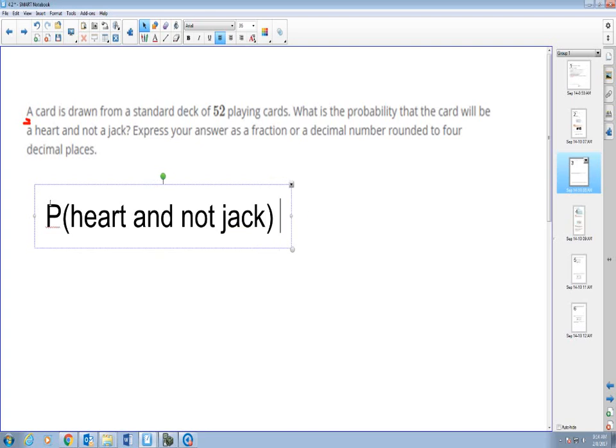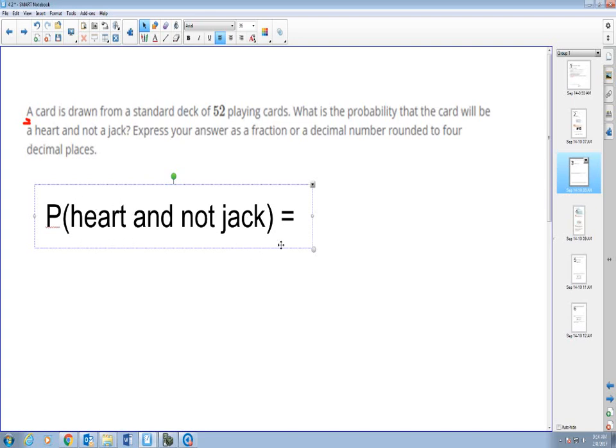Alright, as you know, for your standard deck of cards, you've got 4 suits: heart, diamond, club, and spade. Just being a heart, you have numerical values from 2 to 10, and you've got your jack, queen, king, and ace. So 13 cards under the heart.